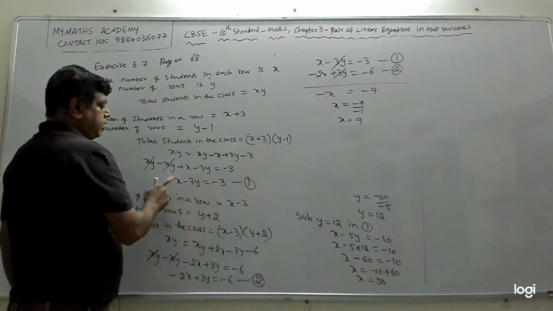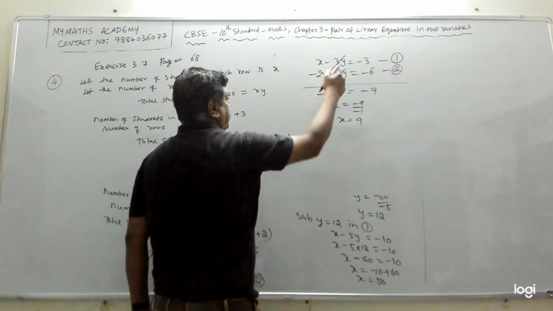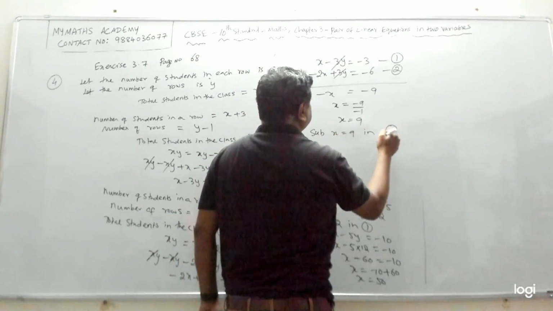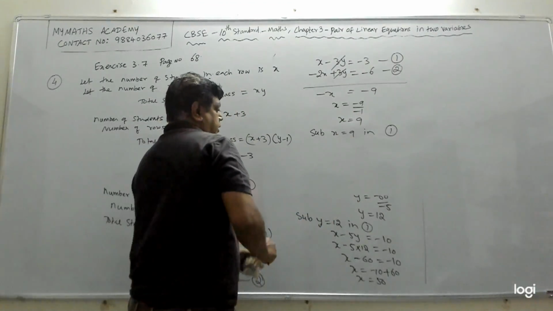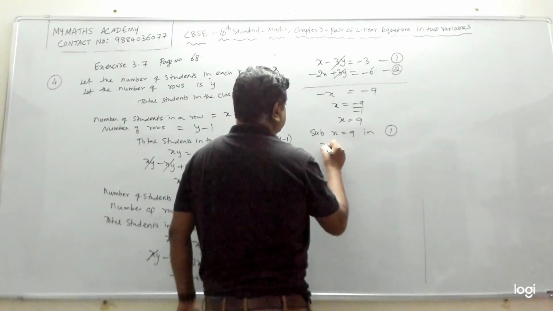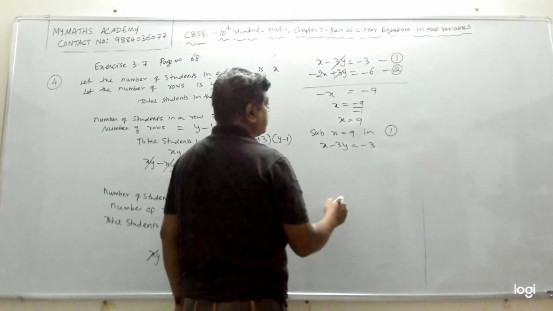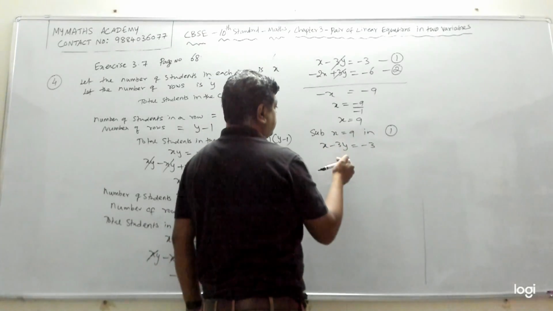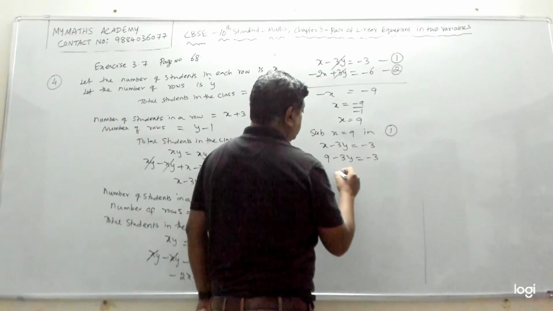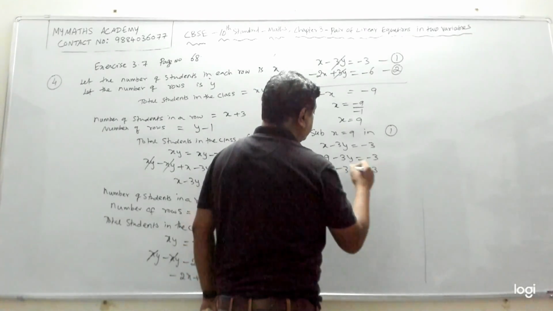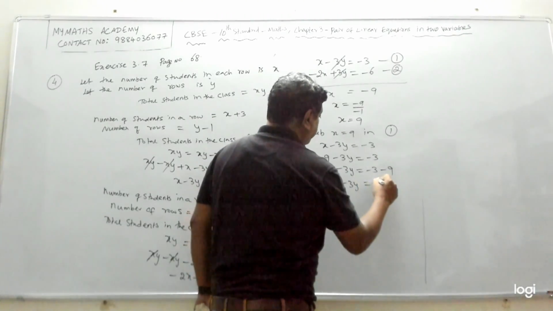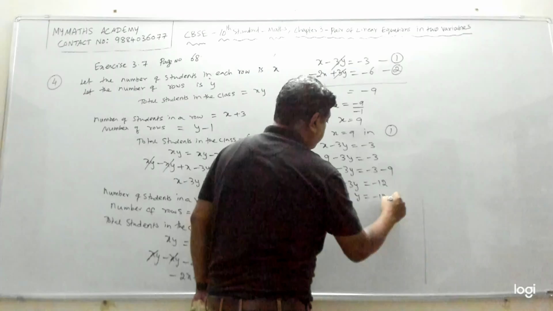Now substitute x is equal to 9 in the first equation to find y. If I substitute it in the first equation, what do we get? x minus 3y equal to minus 3. Now substitute x is equal to 9 here. So we get 9 minus 3y equal to minus 3. So minus 3y equal to minus 3, 9 goes to the other side, it becomes minus 9. So minus 3y equal to minus 12. y becomes minus 12 by minus 3.